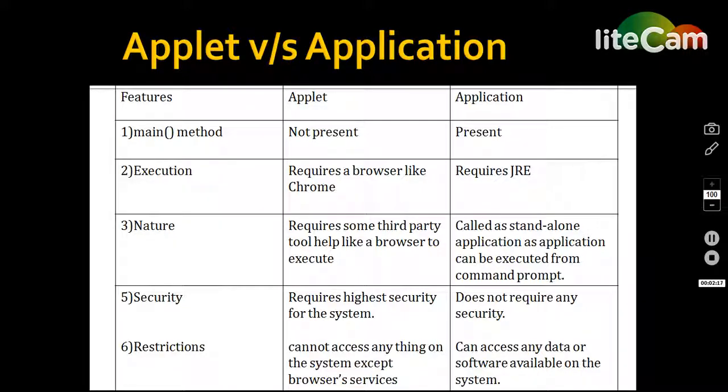Restriction: an applet cannot access anything on the system except browser services. This means no input output operation can be performed in an applet, but input output operations can be performed in an application. This is the fifth difference; I mistook the numbers, it is 1, 2, 3, 4, 5. So there are five main differences between the applet and the application.